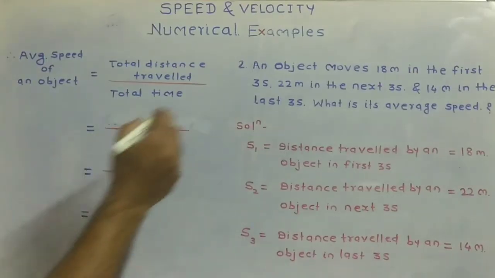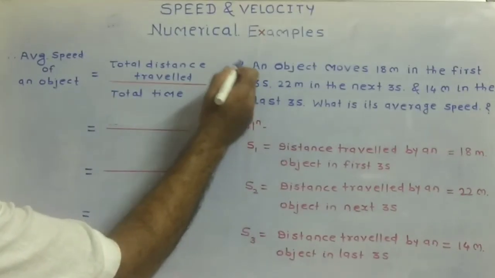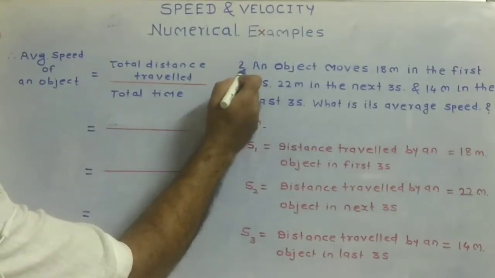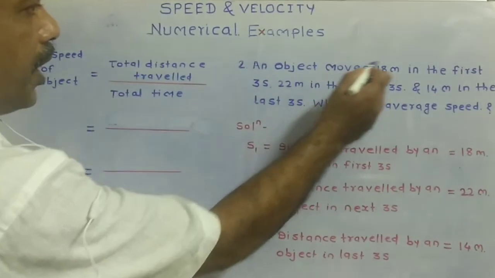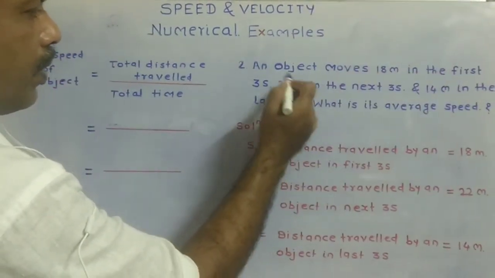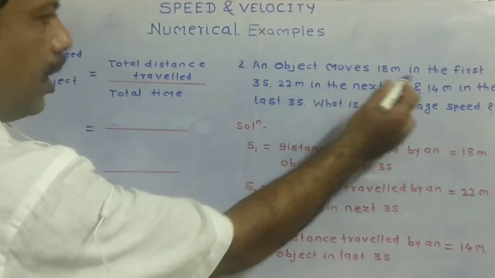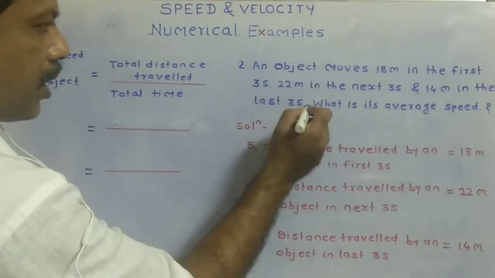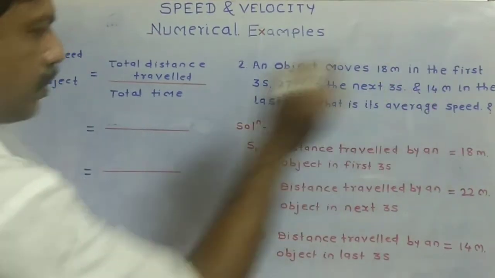Now we will switch over to the next example, that is the second one. What is your second example? An object moves 18 meter in the first 3 seconds, 22 meter in the next 3 seconds, and 14 meter in the last 3 seconds. What is its average speed?